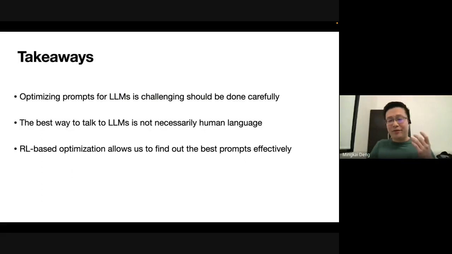Before I conclude, if you are taking away anything today, please take away the following. Optimizing prompts for large language models is challenging, and it should be done carefully. The best way to talk to large language models is actually not necessarily human language. And reinforcement learning-based optimization can allow us to find these best prompts more effectively.